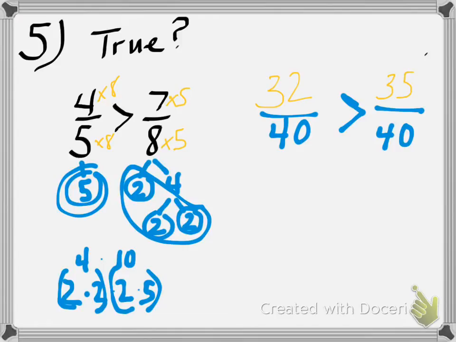And this, I can see 32 is not greater than 35. So that is going to end up being false. So that is no, it is not true.